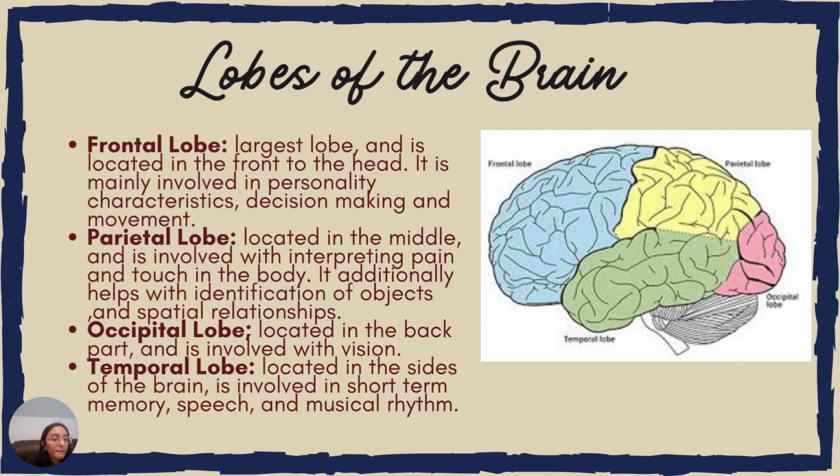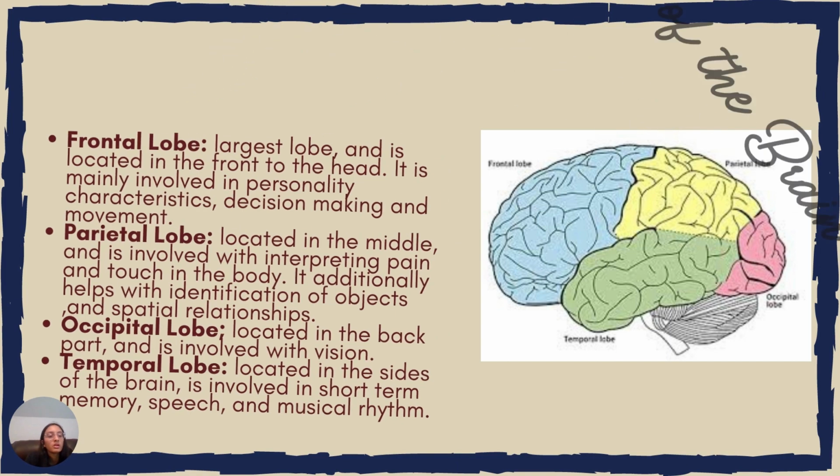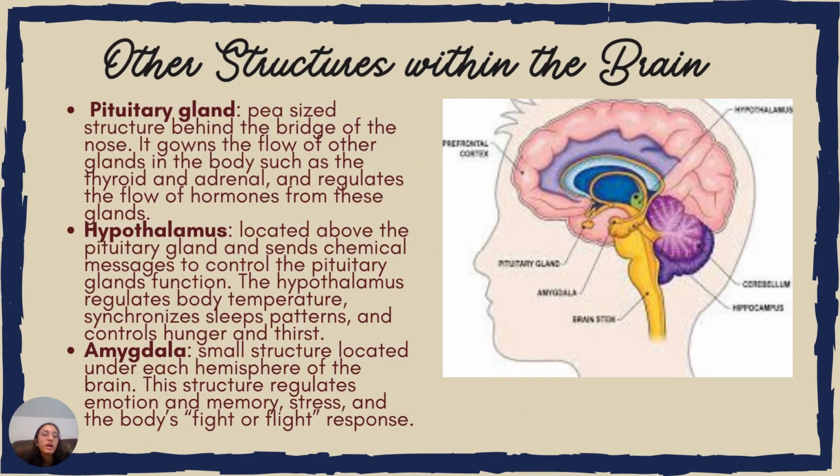The temporal lobe is located in the sides of the brain and is involved in short-term memory, speech, and musical rhythm. Other structures within the brain include the pituitary gland, hypothalamus, amygdala, the hippocampus, the pineal gland, and the ventrices. The pituitary gland is a pea-sized structure behind the bridge of the nose. It owns the flow of other glands in the body, such as the thyroid and adrenal, and regulates the flow of hormones from these glands.